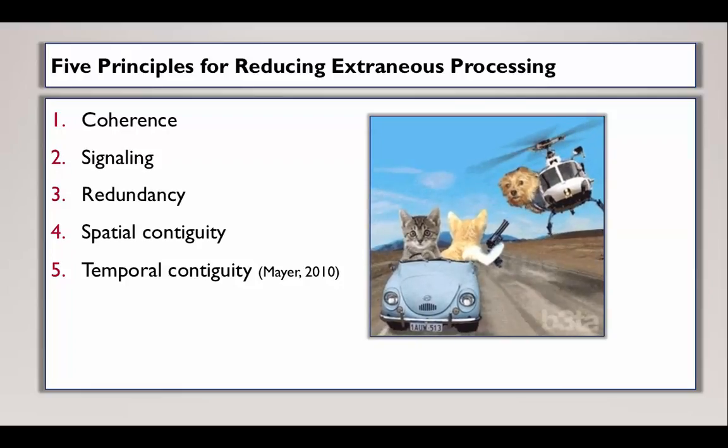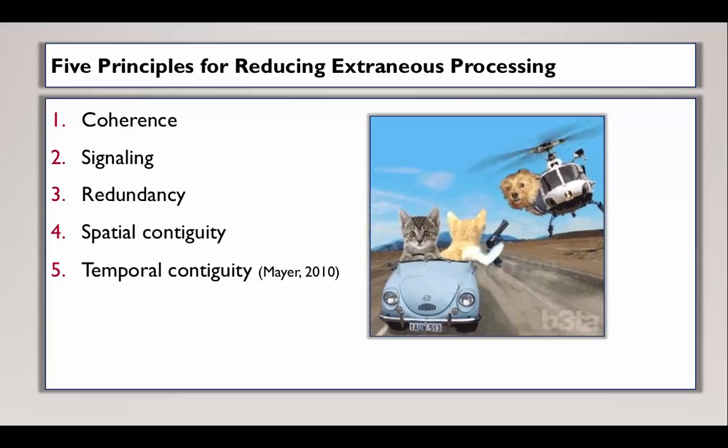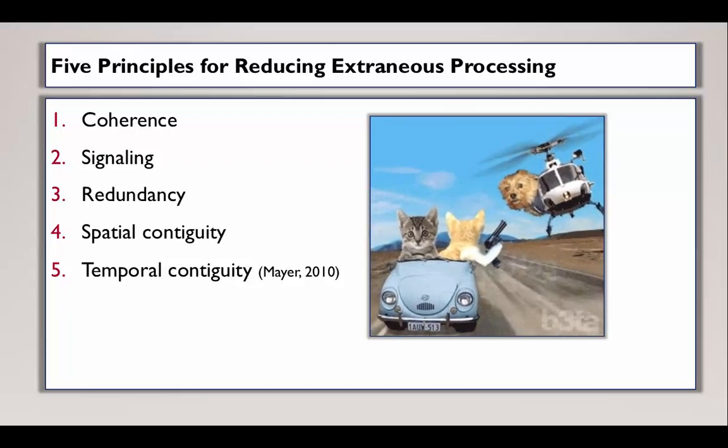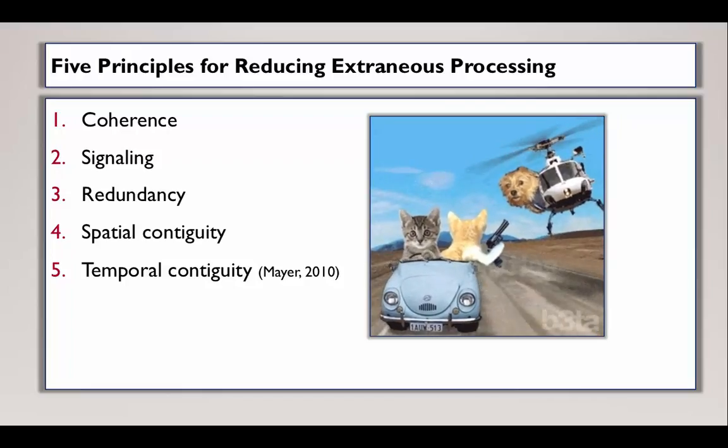Mayer suggests 5 principles for reducing extraneous processing. Adherence to these principles assists learners by reducing mental processing involved in trying to focus on important information and matching segments of information together.